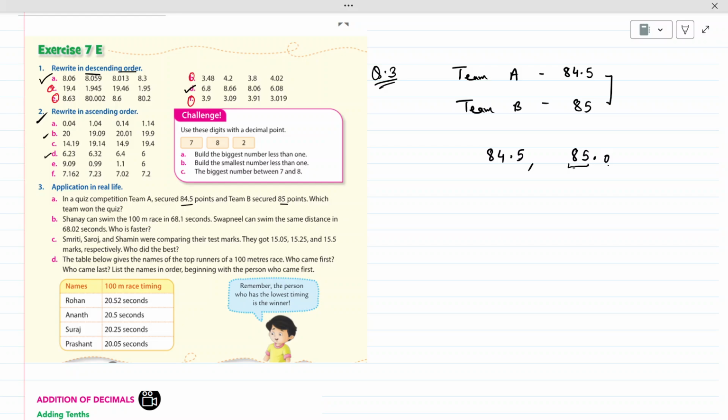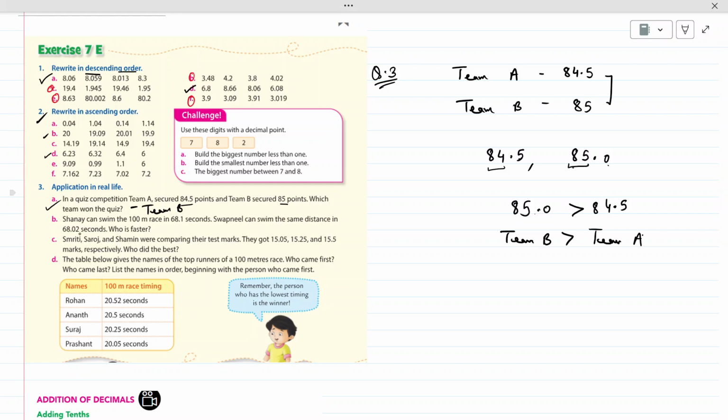In the whole part we have 85 here and here we have 84, and we know 85 is greater than 84, so this number is greater than 84.5. That means team B has higher score than team A, and it is team B who has won the competition. Okay, so I'm writing team B here.